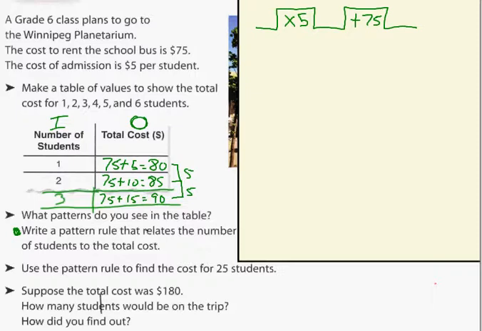And the input is the number of students. So if I have one student, I have 1 times 5, which is 5. And then I have 5 plus 75, which is 80. And that matches my first input and my first output. I'm going to test it again, double check. Try the second input number. 2 times 5 is 10, and 10 plus 75 is 85. So I've double checked it, so I know that the operations inside my input-output machine are correct.